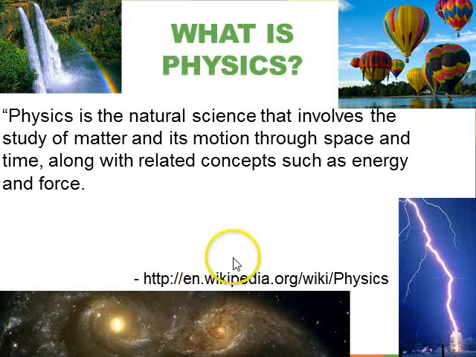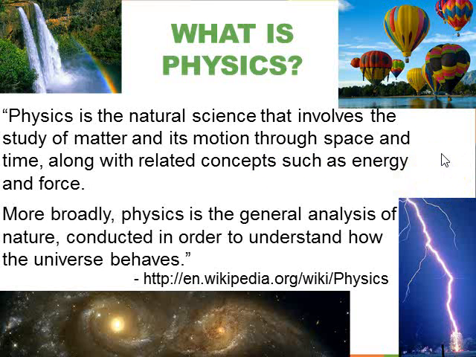So, first of all, what is physics? Well, another great source of free information is Wikipedia, which says that physics is the natural science that involves the study of matter and its motion through space and time, along with related concepts such as energy and force. More broadly, physics is the general analysis of nature conducted in order to understand how the universe behaves.